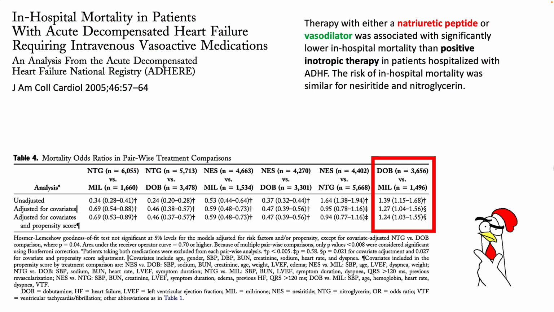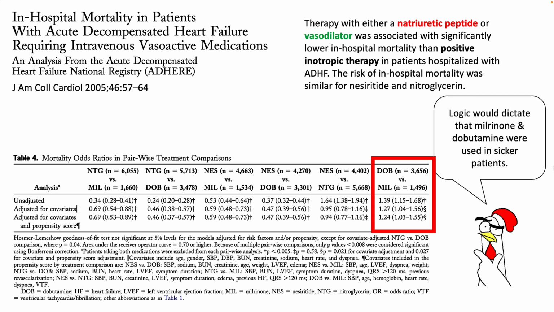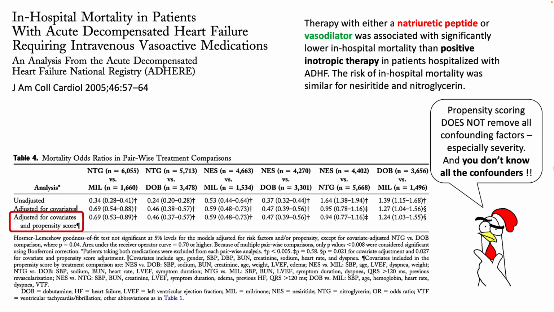When dobutamine was compared to milrinone in the ADHERE registry, they did not find any difference in outcomes between the two groups. They studied a lot of pairwise comparisons, especially with the vasodilators and inotropes. You can see that patients on vasodilator therapy perform better than those on inotropic therapy. However, logic would dictate that milrinone and dobutamine, which are the inotropes, would be used in sicker patients, and that's why there was increased mortality. They did propensity score matching.